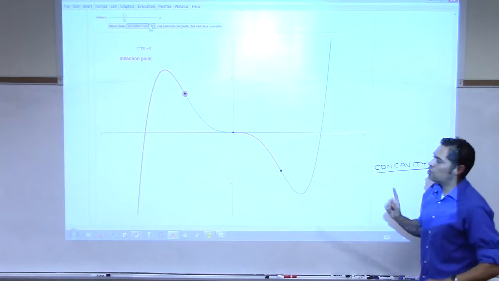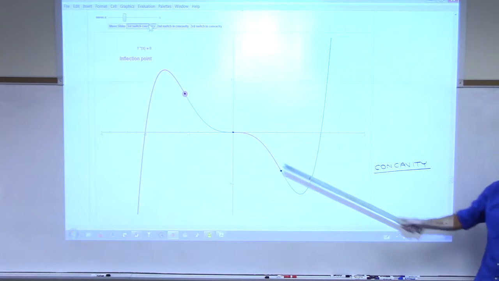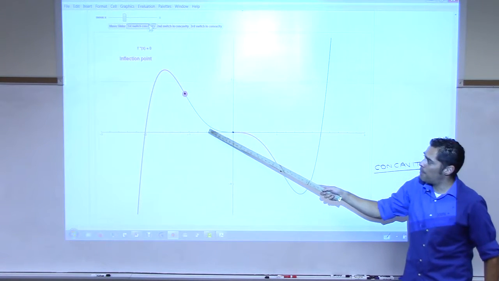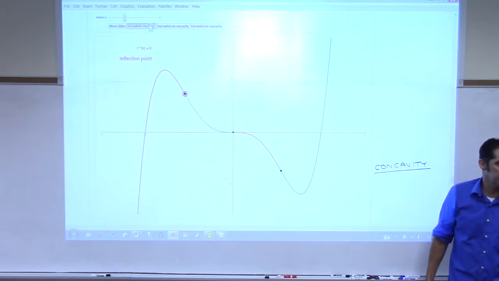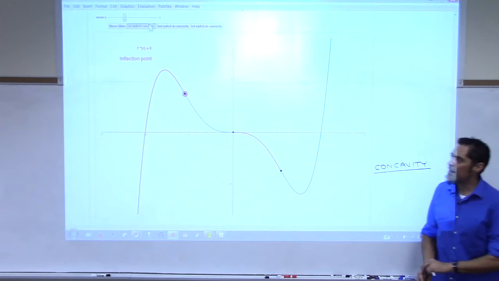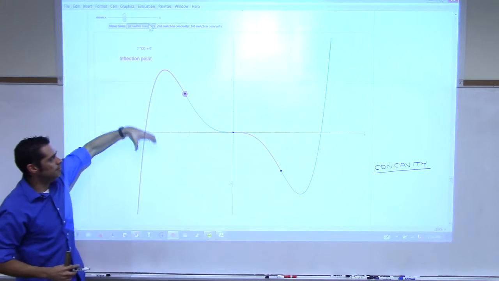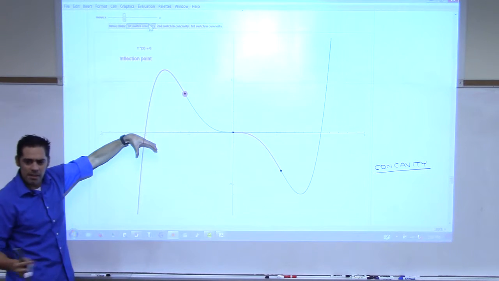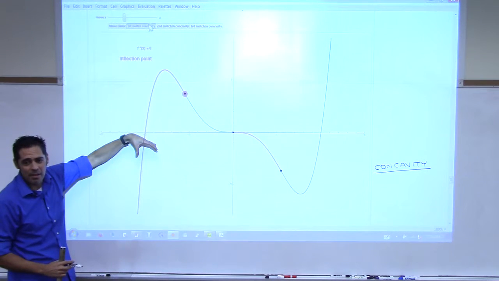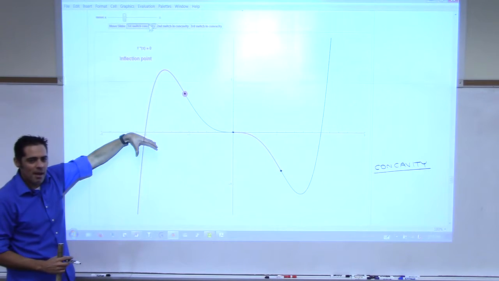What determines whether you're going to be concave down or concave up is the second derivative. What do you think concave down is going to come from? The second derivative being what? It's either positive or negative, right? What do you think? Fortunately for us, it works out the way you would think about it.